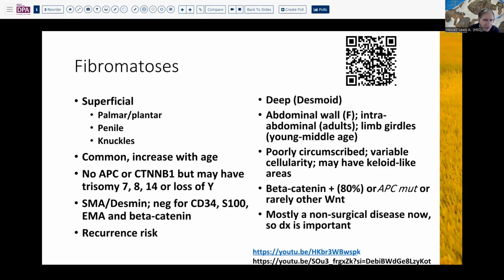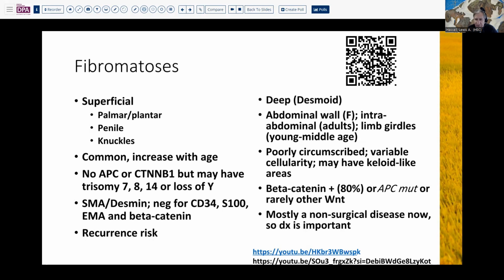Okay, well, let's go on to fibromatoses. And these, again, fall into a couple of categories that have somewhat different clinical and pathologic outcomes, even though they share this common name.